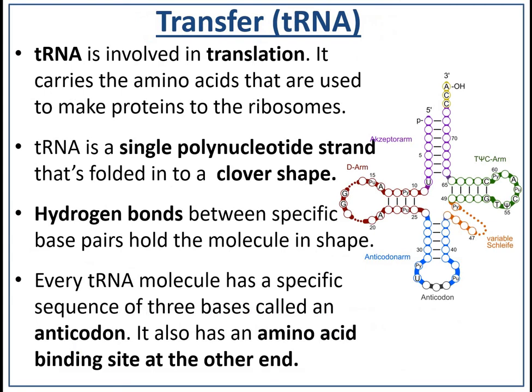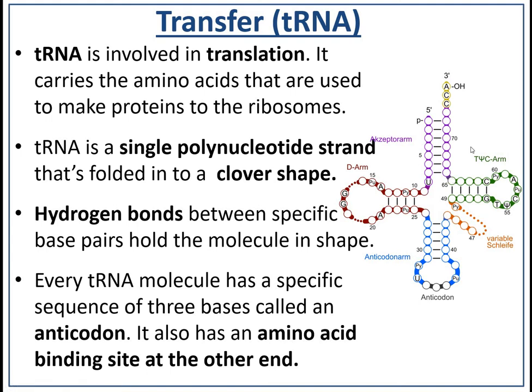So transfer RNA or tRNA. tRNA is involved in translation. It carries the amino acids that are used to make proteins to the ribosomes. So it carries amino acids to the ribosomes in translation. And tRNA is a single polynucleotide strand. However, it gets folded into a 3-leaf clover type shape, or 3 hairpin loops.